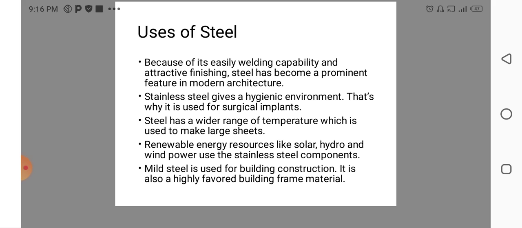Even in the renewable sector, such as solar, hydro and wind power, steels are used for manufacturing various components. Mild steel is used for building construction. It is also a highly favored building frame material. Other steel bars are TMT and HYSD bars.